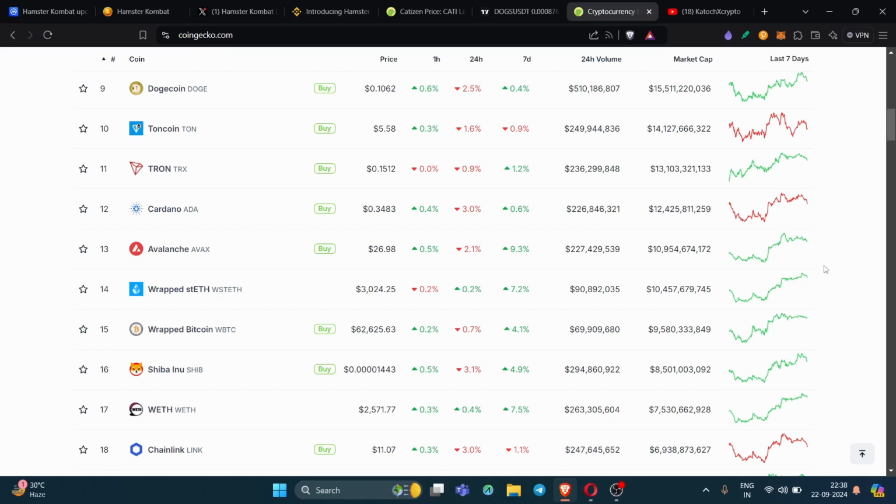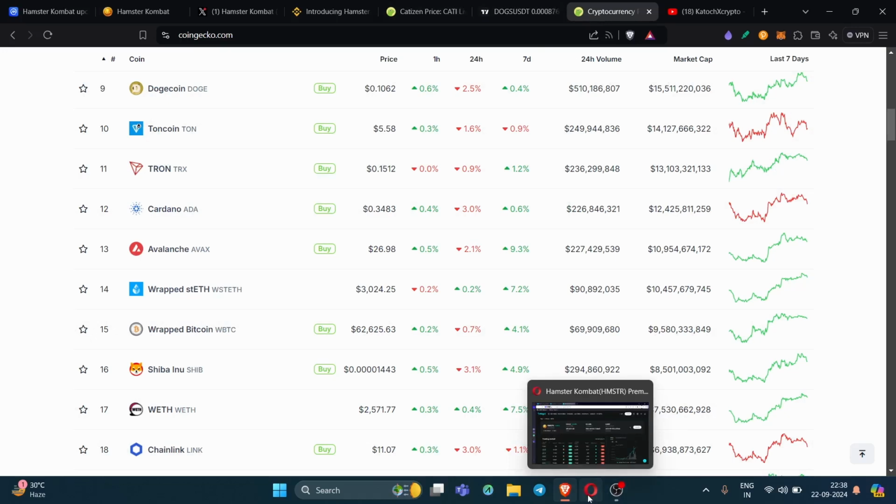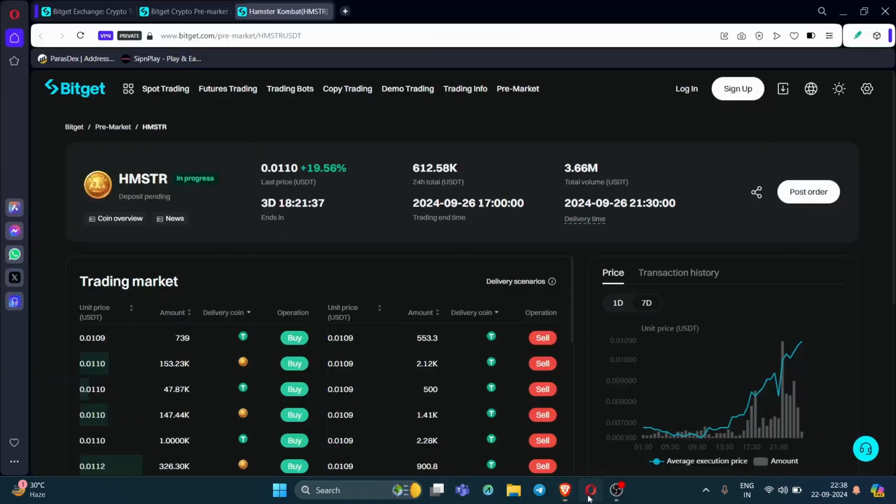But if you see the historical price action of the other Telegram bots like Notcoin and Dogs, they actually pumped in the first month of the listing. So that means whatever price they list at, it is possible that they will pump in the first month of their listing, especially like Notcoin. This coin can also pump up.